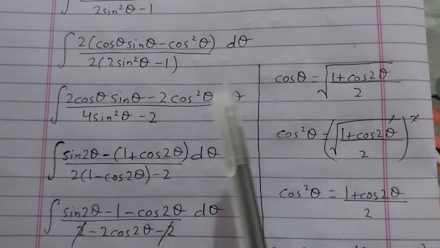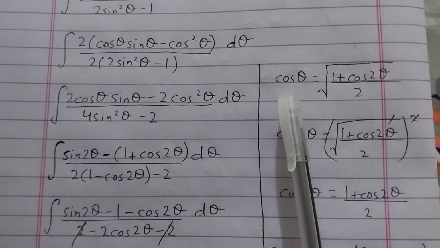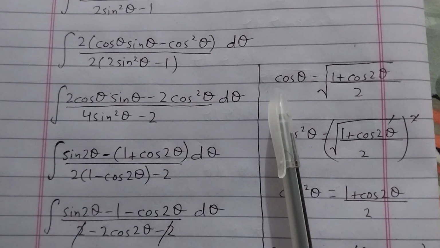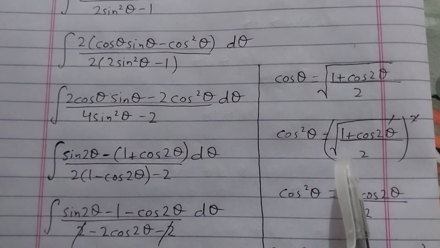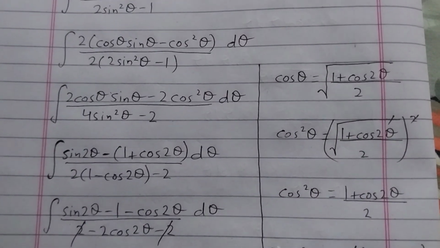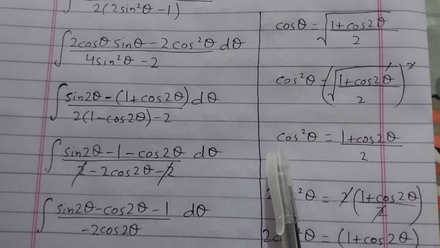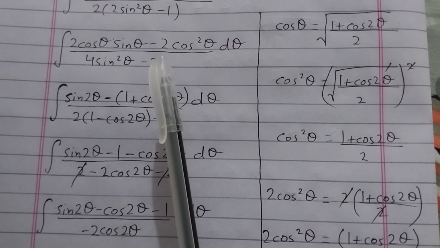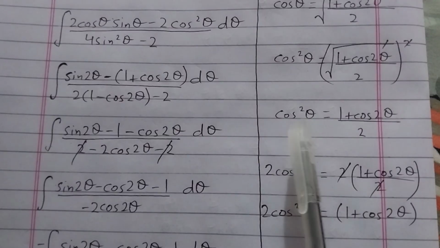And we want the value of 2 cos square theta. So firstly, we need to find the value of cos square theta. For us to find cos square theta, we need to take the square of both sides. So it becomes cos square theta equal to 1 plus cos 2 theta over 2 whole square. So square and square root cancel out, and we are left with cos square theta equal to 1 plus cos 2 theta over 2. We are interested in 2 cos square theta, so we need to multiply this with 2 on both sides.